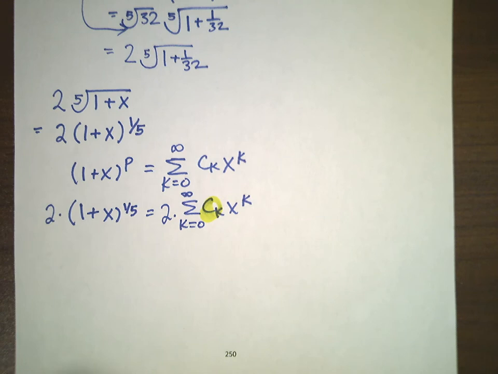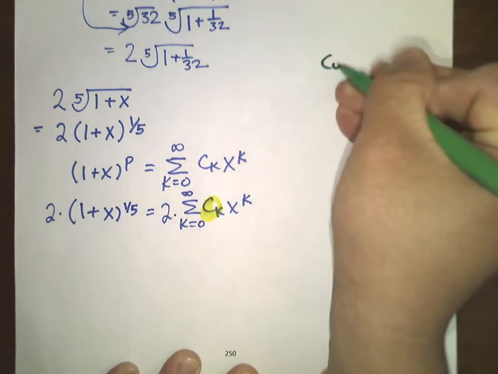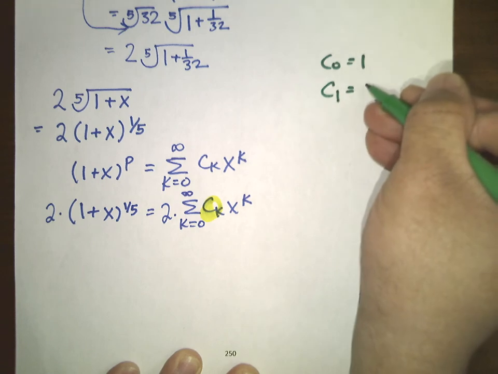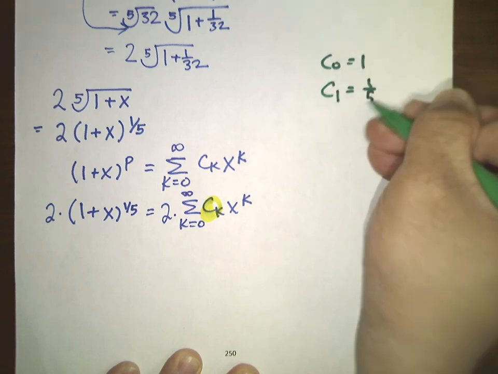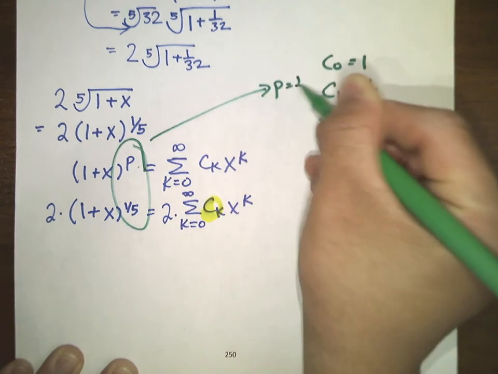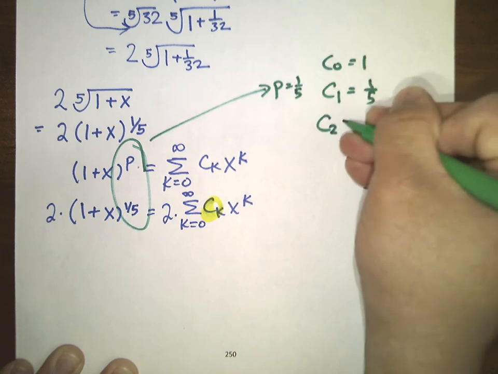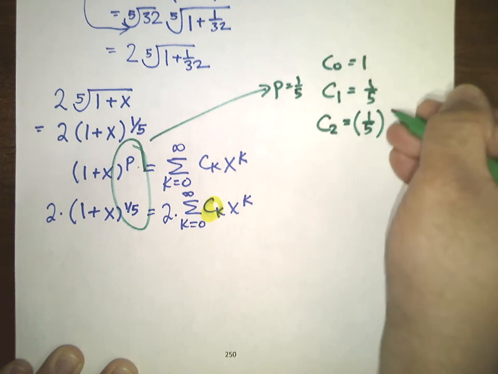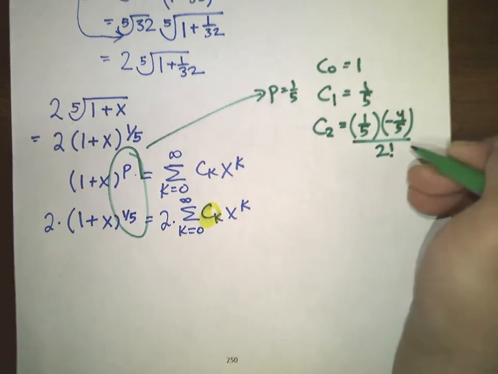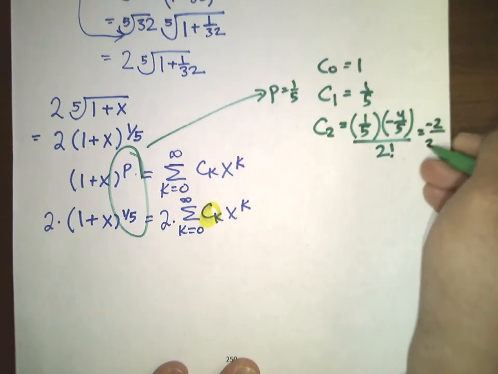So just try to remember that this is how it works. So we always start with the definition. C0 is 1, and then C1 will be, well, that is 1/5, all right, because p was equal to 1/5 here. So p is equal to 1/5. And C2 will be 1/5 times -4/5, and then that's all over 2 factorial. So that's -2 over 25.